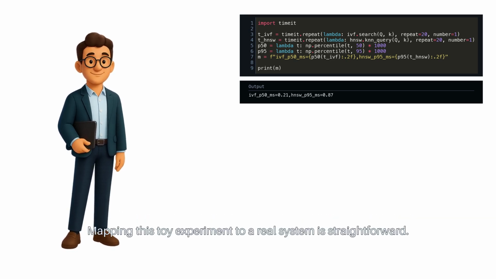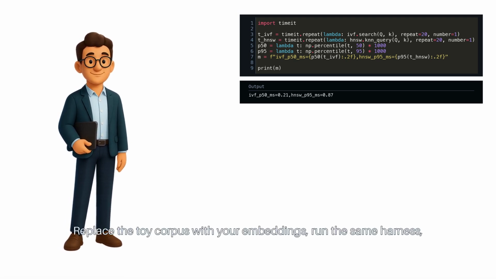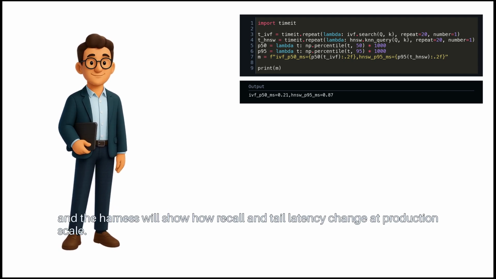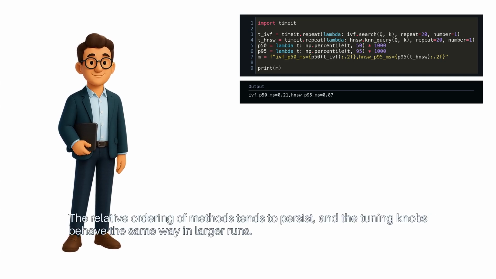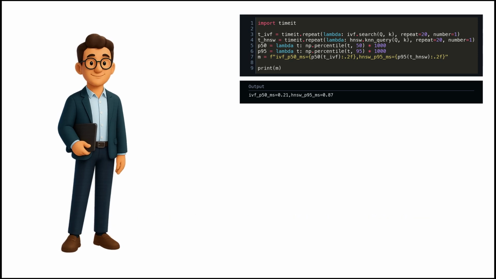Mapping this toy experiment to a real system is straightforward. Replace the toy corpus with your embeddings. Run the same harness, and the harness will show how recall and tail latency change at production scale. The relative ordering of methods tends to persist, and the tuning knobs behave the same way in larger runs.